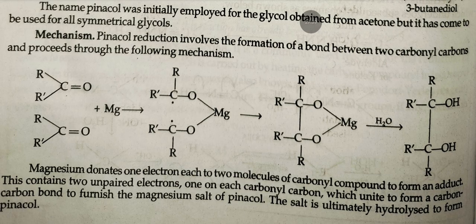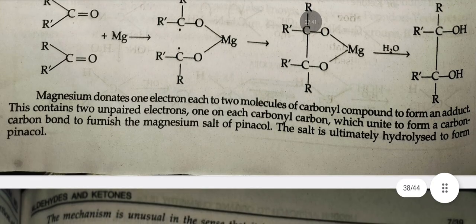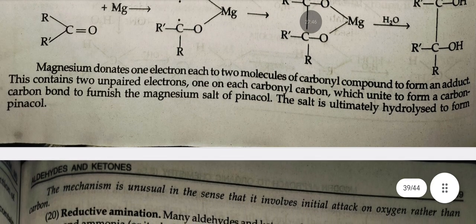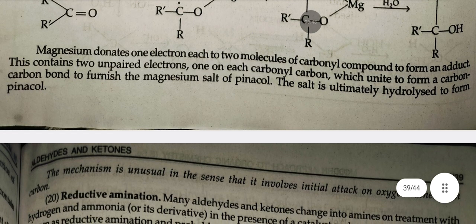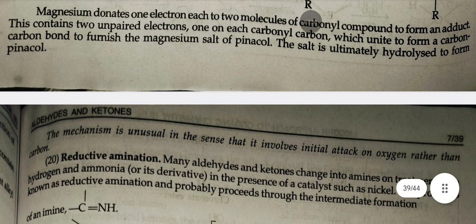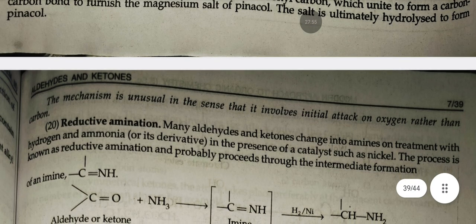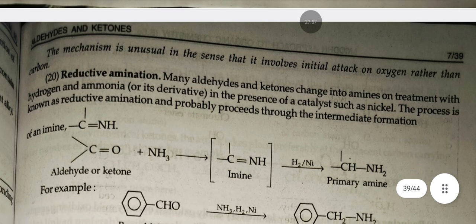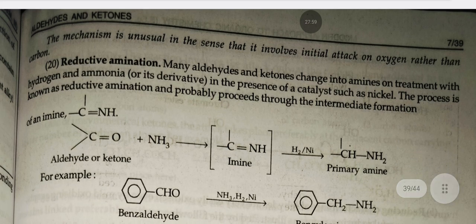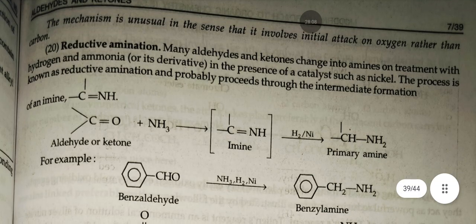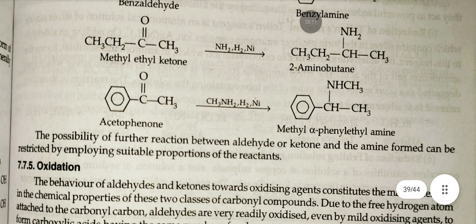following mechanism. Magnesium donates one electron to each of two molecules of carbonyl compound to form an adduct. This contains two unpaired electrons, one on each carbonyl compound, which unite to form a carbon-carbon bond, giving the magnesium salt of pinacol. The salt is hydrolyzed to form the pinacol. Reductive amination. Many aldehydes and ketones change into amines on treatment with hydrogen and ammonia in the presence of catalysts such as nickel. The process is known as reductive amination, and probably proceeds through the intermediate formation of an imine.